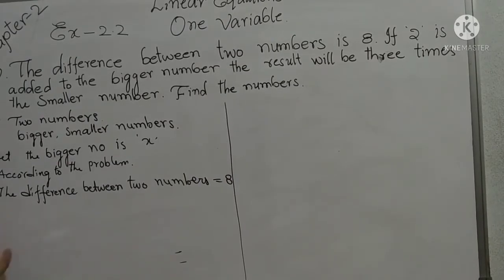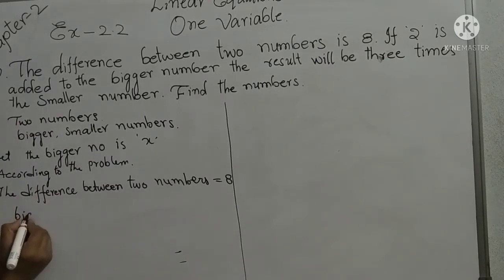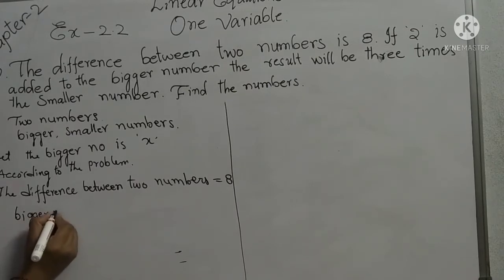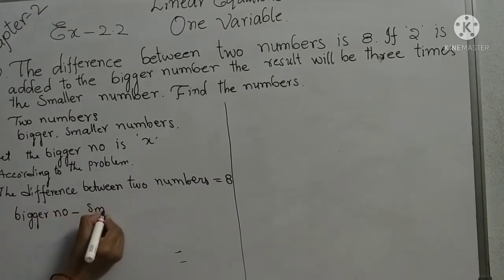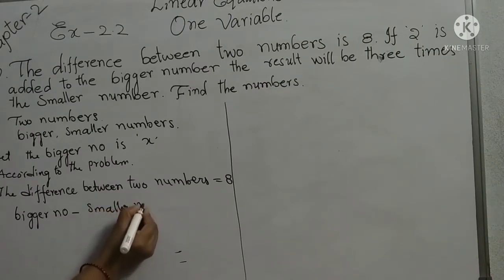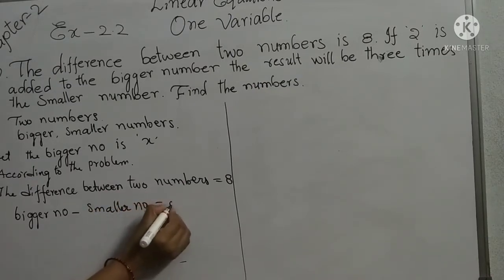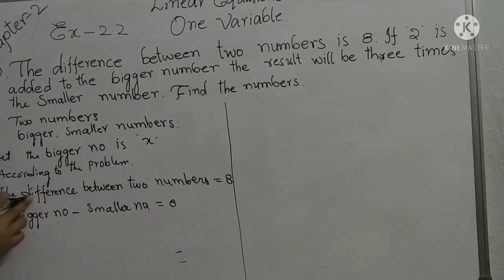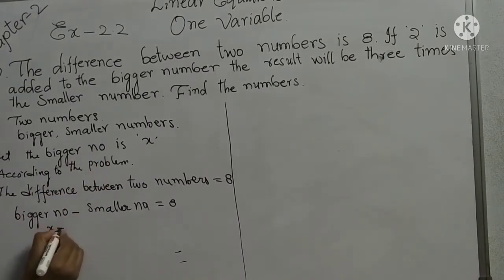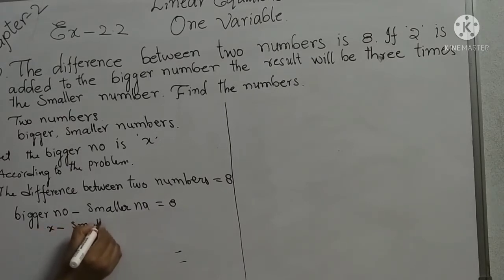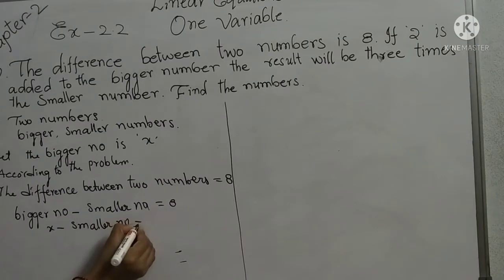Difference means subtraction. We already take two numbers, bigger and smaller. So write: bigger number minus smaller number is equal to 8, because of the problem statement that the difference between two numbers is 8. What is the bigger number? x. So x minus the smaller number is equal to 8.